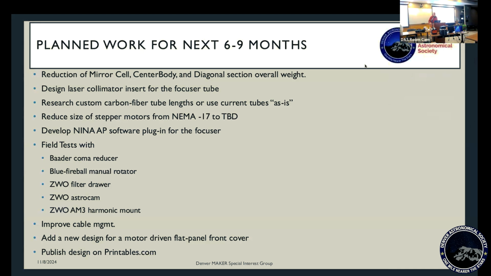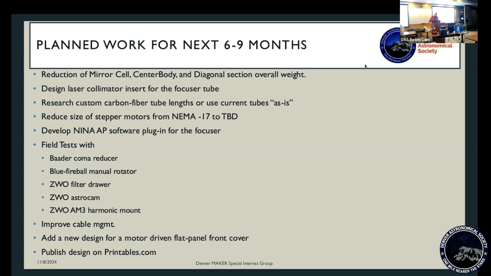I looked at using custom carbon fiber tube lengths. It's too expensive. I'm just going to use what I have as is. Reduce the size of the stepper motor for the focuser, and add a flat panel motor-driven cover for the front. It's going to go from NEMA 17 to NEMA 11. It's a smaller motor, weighs less. And develop a NINA astrophotography software plugin instead of writing a device driver for the focuser. That should make it easier.